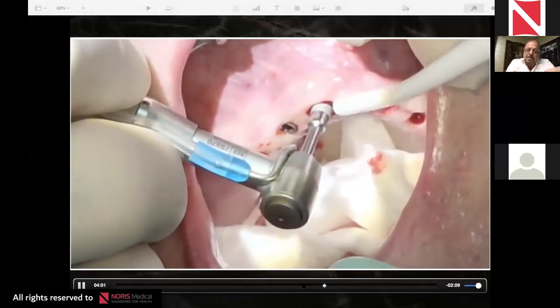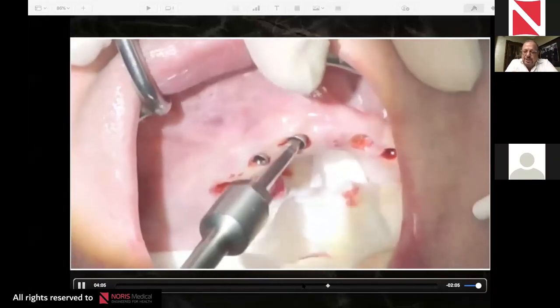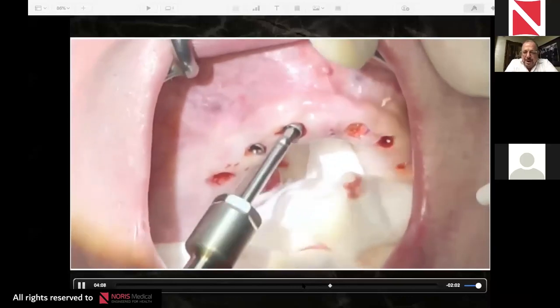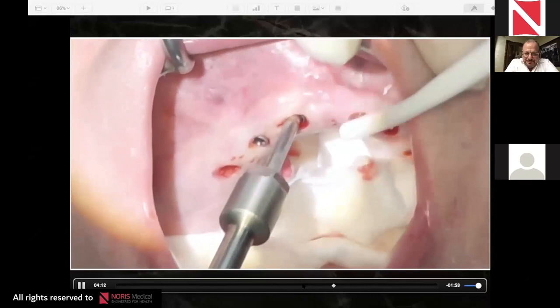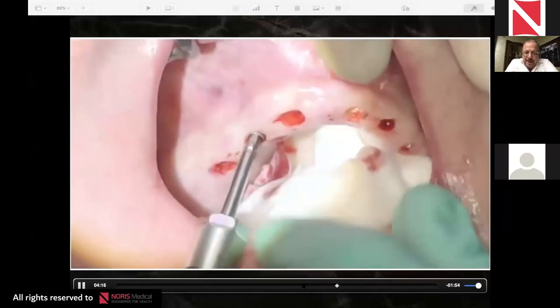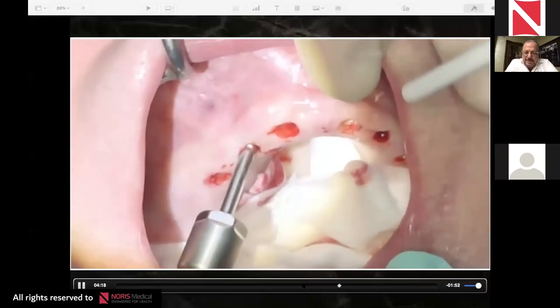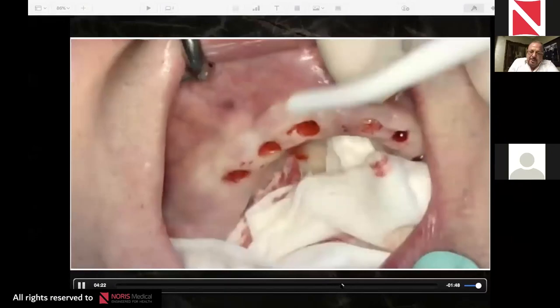I'll go back with my hand torque wrench in a second to place these implants where I want at the crest of the ridge. Here's our hand driver, and we're going to get this down to the crest of bone where we should have it. And I love their hand wrench. This to me is great. We use it with Zygoma stuff all the time. So let me speed this up a little bit so we can get to the meat of where we're going.